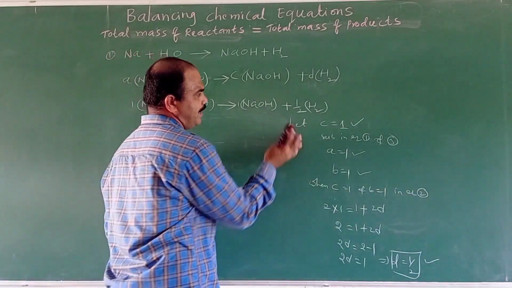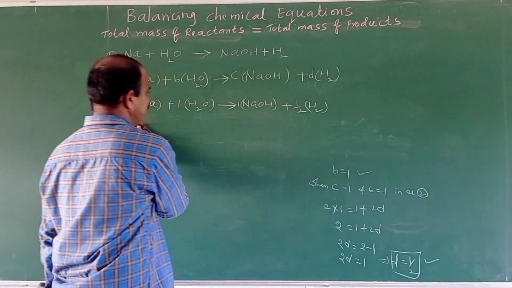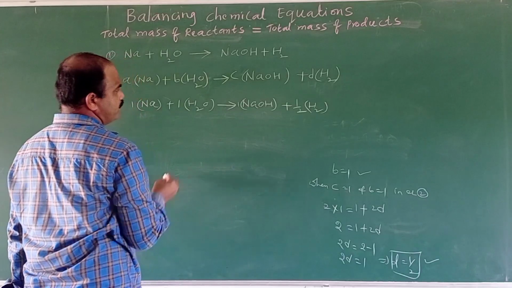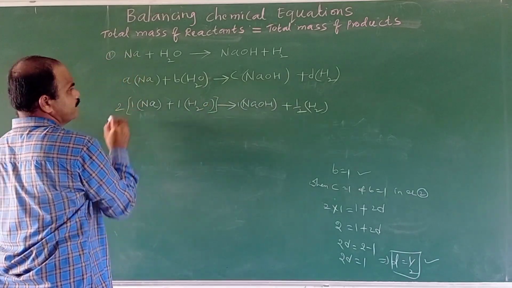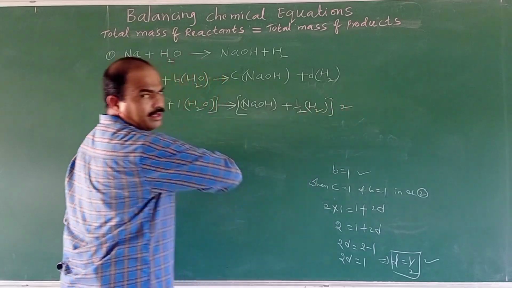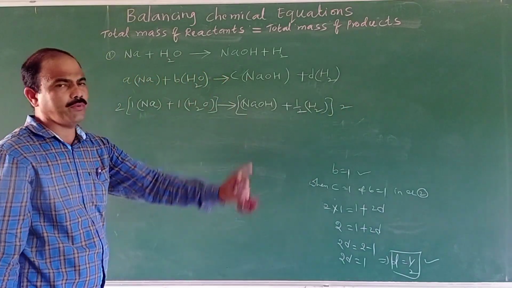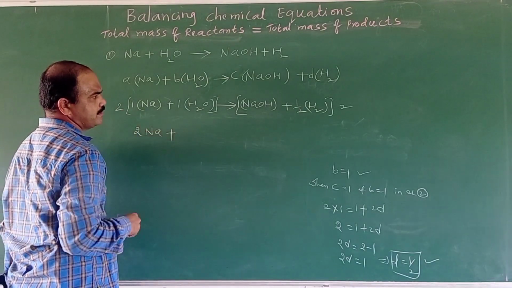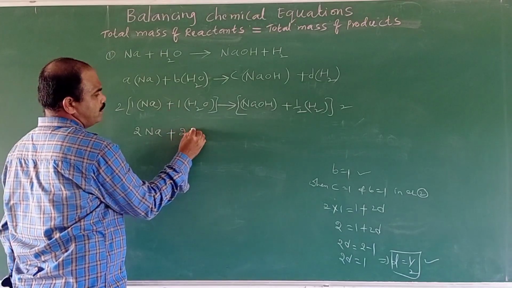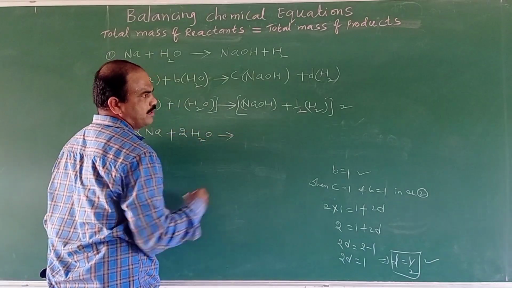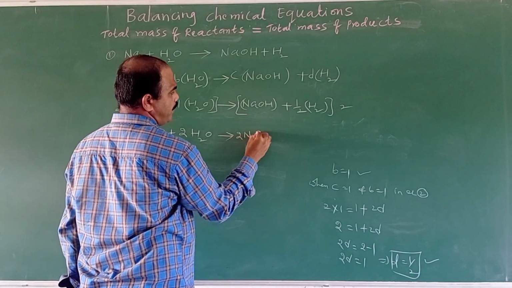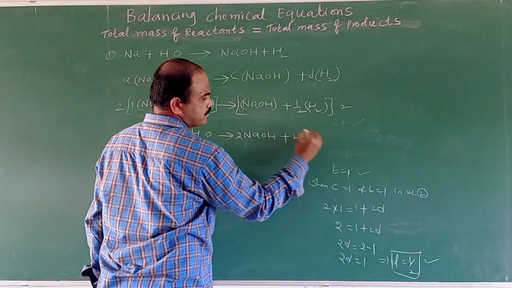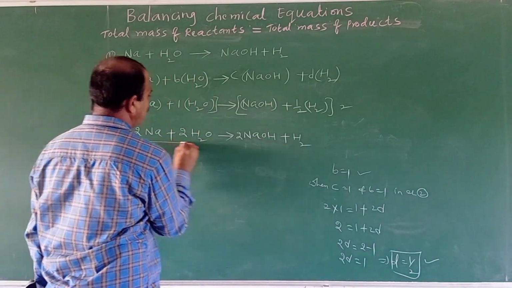But 1 by 2 is not correct. So to correct this equation, in the denominator the 2 value is there, so 2 is multiplied on both sides, the reactant side and the product side. So what you get? 2 into 1, 2 sodium atoms, plus 2 H2O gives rise to 2 NaOH plus 1 by 2 into 2, which cancels, you get H2. So now this is the balanced equation.